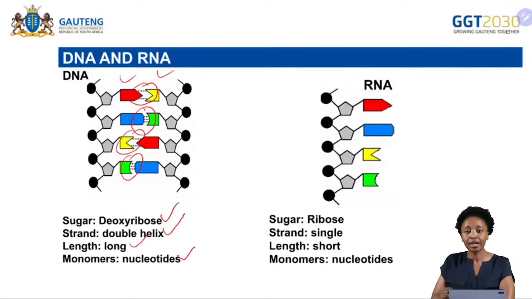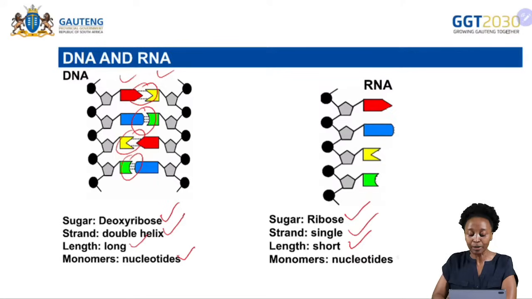Moving on to the RNA. RNA is made up of a ribose sugar. It is a single strand. It is usually shorter than the DNA, and it is also made up of the building blocks that are called nucleotides. By the way, the building blocks, we call them the monomers.